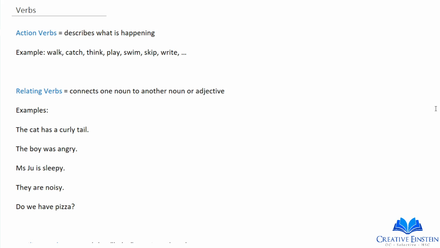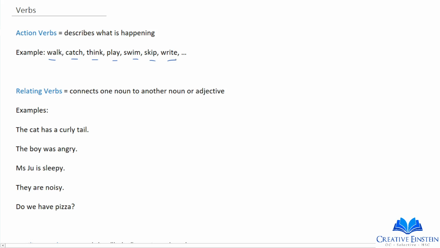So the verb that you're probably most familiar with are action verbs or doing words. They're the ones that describe what is happening. So things like walk, catch, think, play, swim, skip, write. Right now I am teaching, so teach. You're listening, listen. You're learning, learn. So there are many action verbs.